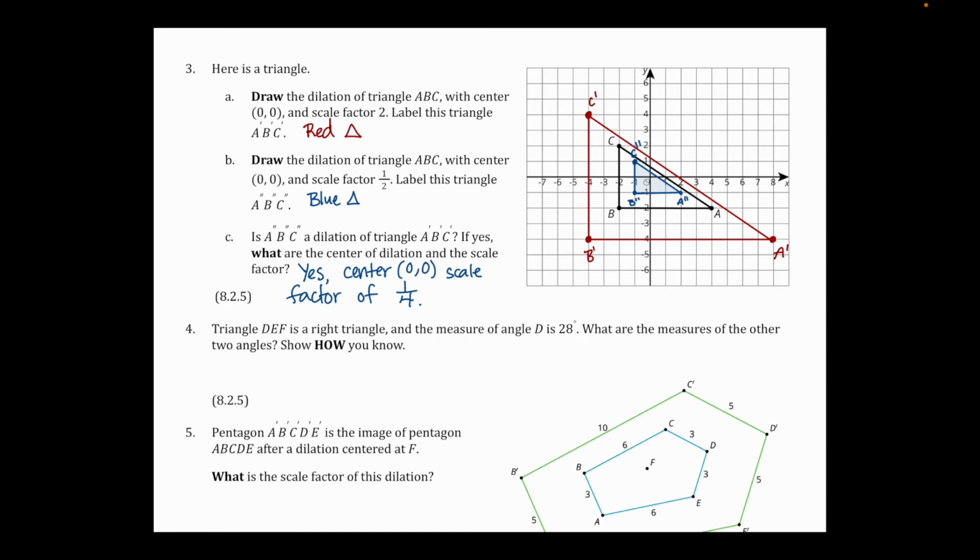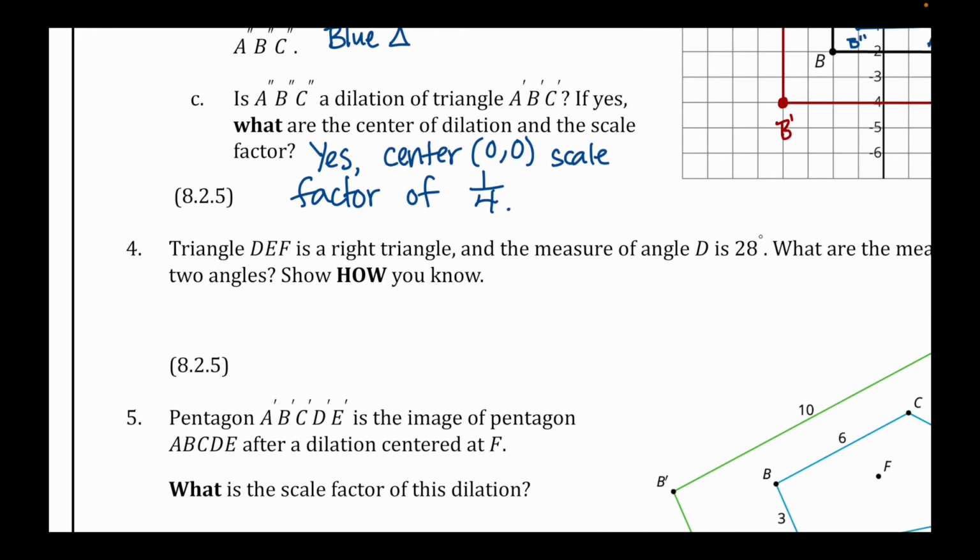For question 4, we have another situation, but we don't have a picture. It says triangle DEF is a right triangle, and the measure of angle D is 28 degrees. What are the measures of the other 2 angles? Show how you know. Well, let's draw a triangle because it says to show how I know. And if they don't have a picture, I am going to draw one. And they said it was a right triangle, so I'm going to make sure I draw a right triangle. And to do that, I find it easiest to put my right angle at the ground or between my vertical and horizontal.